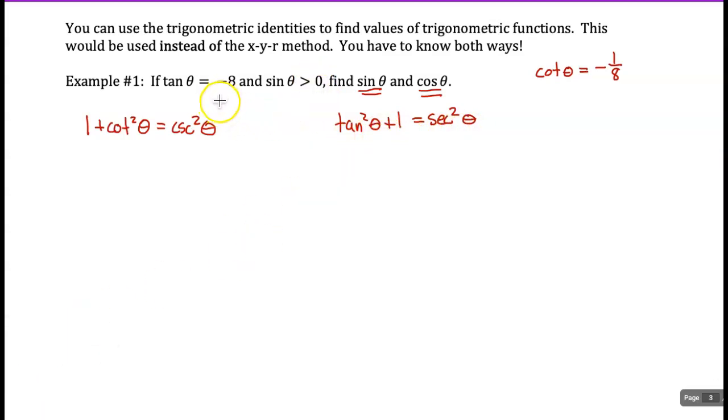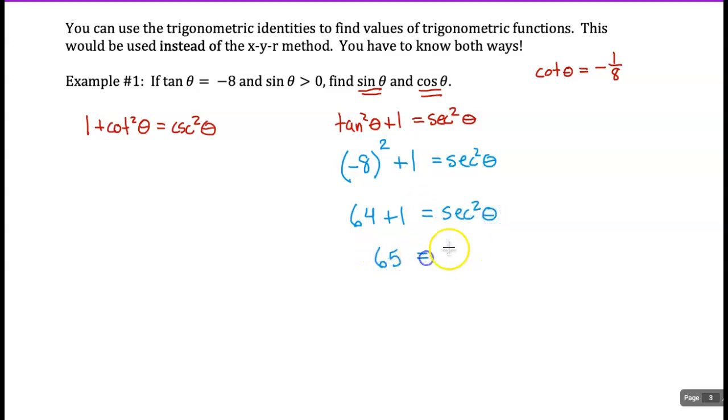So I know that tangent is -8, so I'm going to do -8, but we want tangent squared, so I'm going to square that. And then plus 1 is equal to secant squared. So -8 squared is 64, plus 1 is 65, equal to the secant squared of this angle. And then I'm going to go ahead and take the square root of both sides. Okay, so that means that the secant of the angle is either positive or negative root 65.